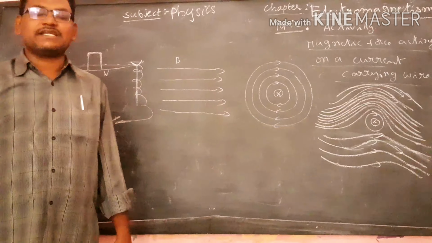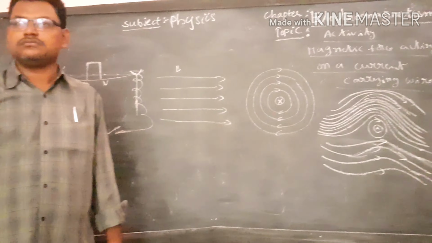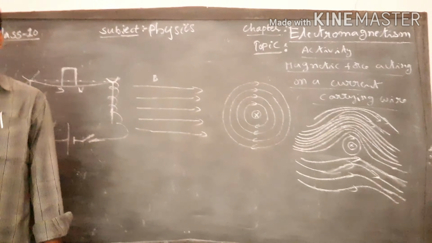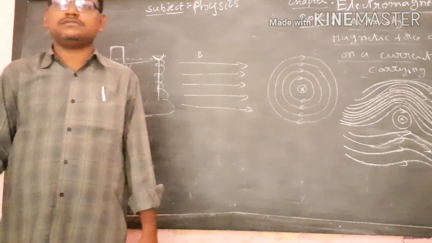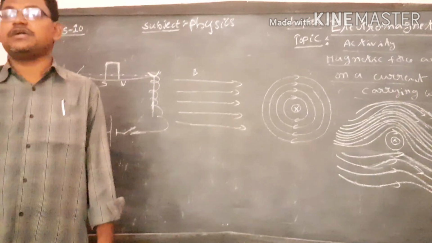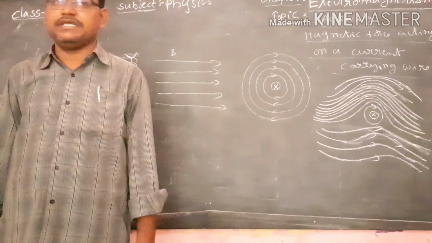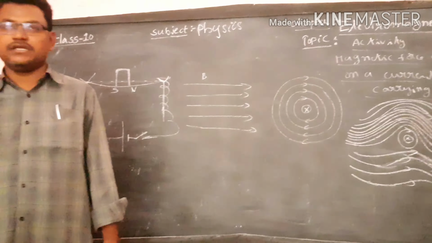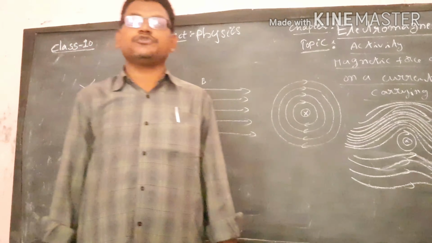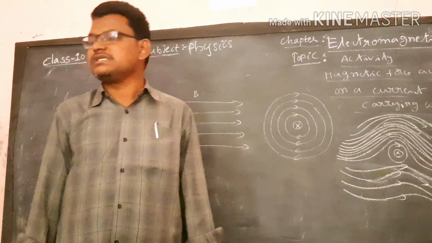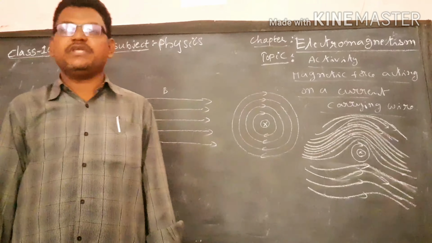For the magnetic force acting on a charged particle, F is equal to BQV sin theta. The maximum magnetic force is F equals BQV, and the minimum magnetic force is F equals 0. Whereas in the case of a current carrying wire, the expression for the magnetic force is F equals BIL sin theta. Here the maximum magnetic force is F equals BIL and the minimum magnetic force is F equals 0. So up to this we discussed in the previous class.